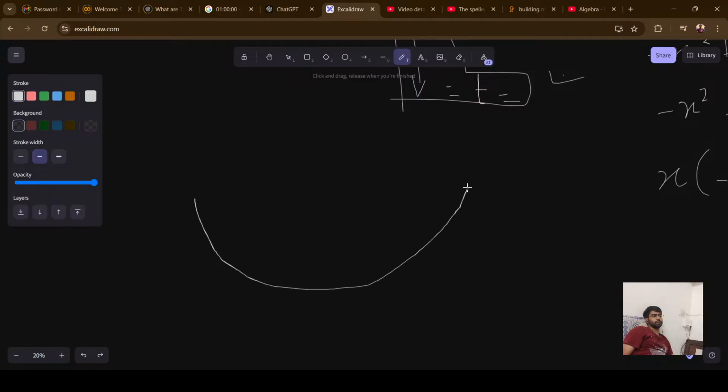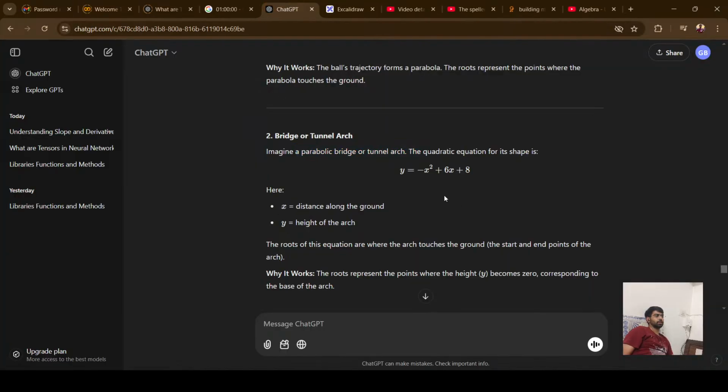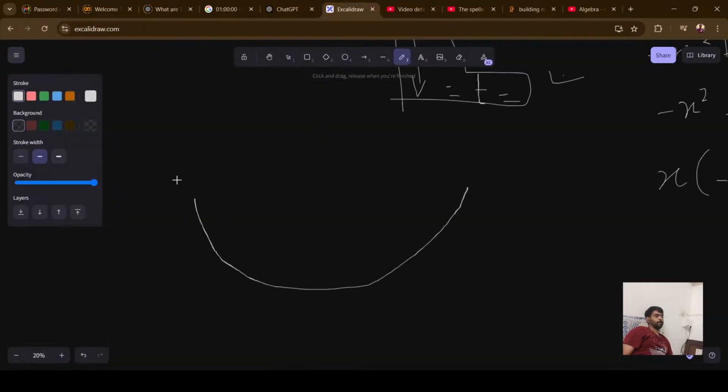You have this shape of a bridge, that is y equals to minus x square plus 6, where y equals to height of the arc. Okay, I'll draw the origin. Okay, the graph is like this.